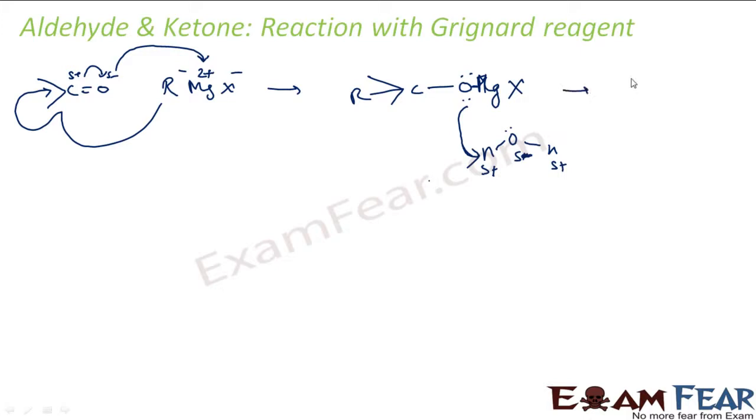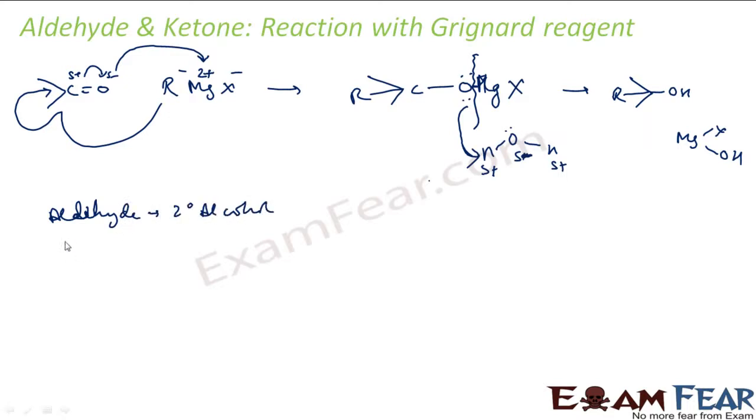Correct. So with this, what you get is R here, and C OH, it will become an MgX, and this extra OH minus will come here because this bond will break, and we'll get this. Correct. So if you use aldehyde here, you get 2-degree alcohol. And if you use ketone, you get 3-degree alcohol.